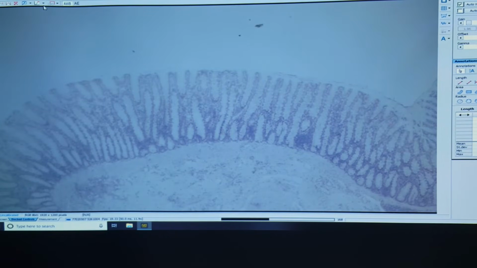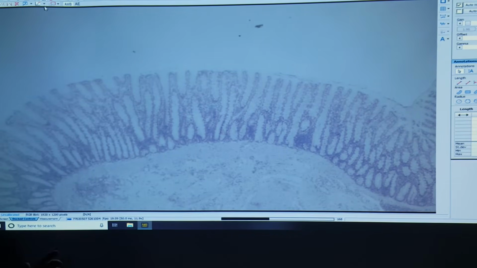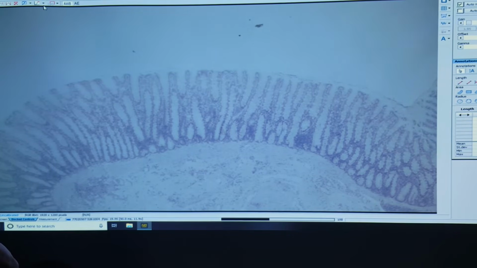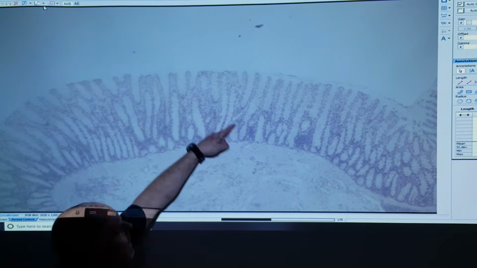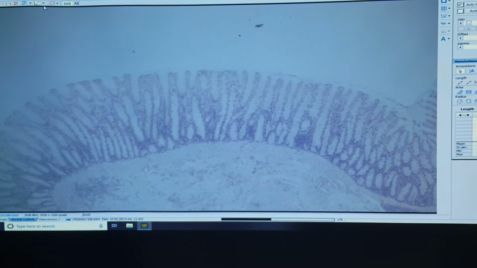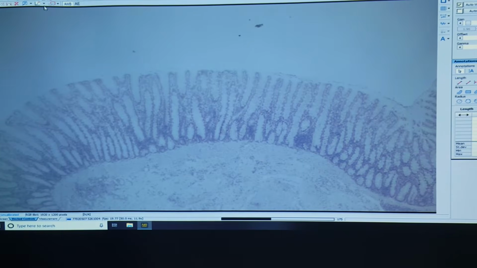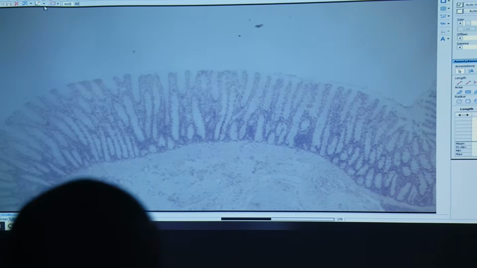Here is the last of our digestive organs, and of the three, stomach, small intestine, large intestine, the easiest, I think, to identify is this one, the large intestine or the colon. Why? Because there are goblet cells everywhere in this slide. I don't know if you can tell that from your point of view watching me online.